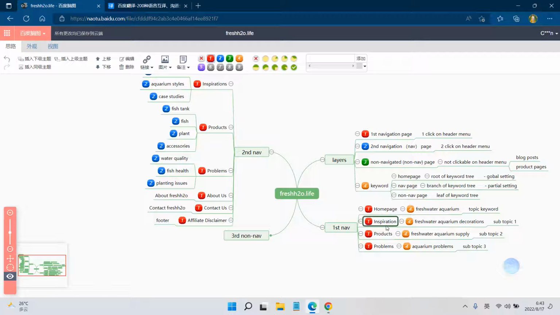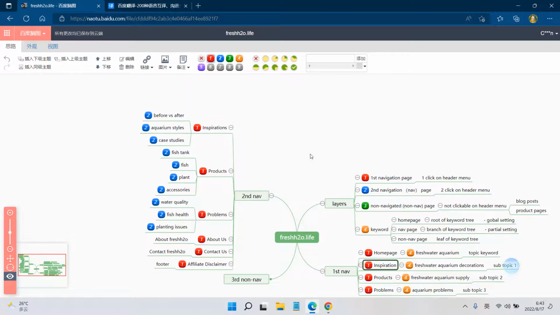inspirations, like here you can see before and before versus after. I want to say when people visit my website, they want to set up a freshwater tank. So they want to see some examples of setting up the aquarium, and they want to see the effects, see the results, see what people are building, setting up the tank, something like that. So this will be my first part.